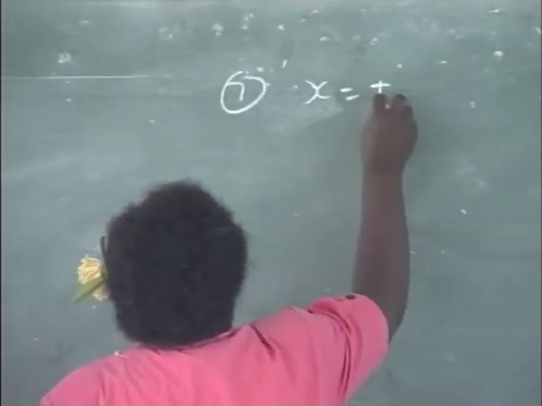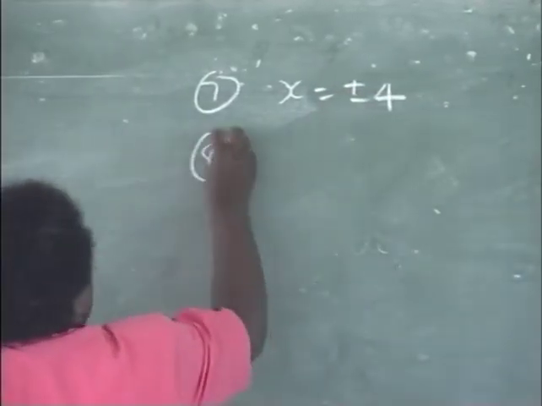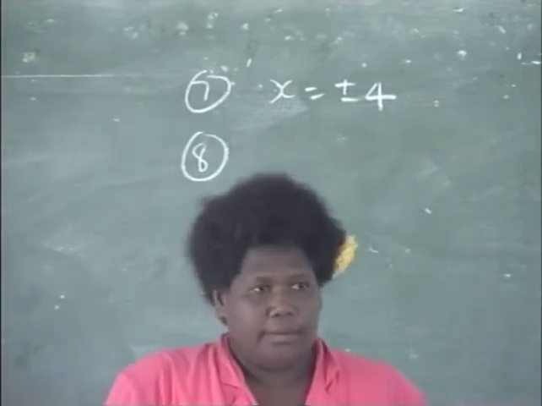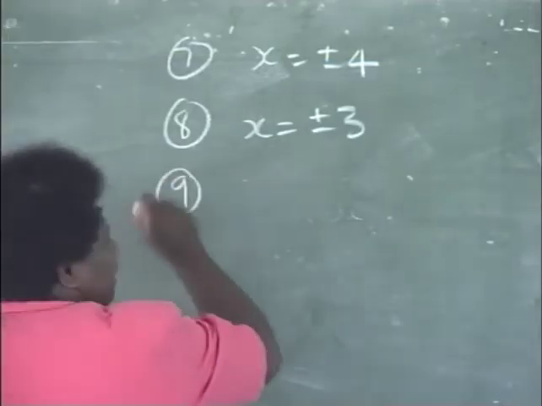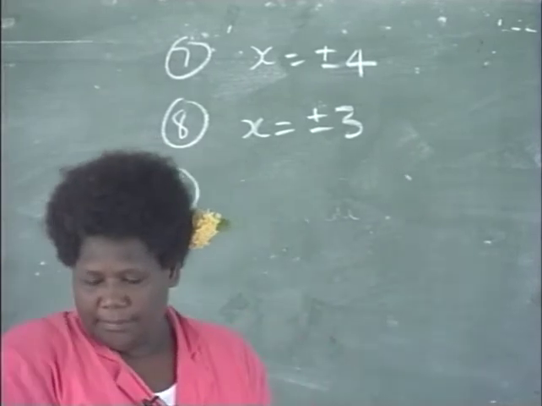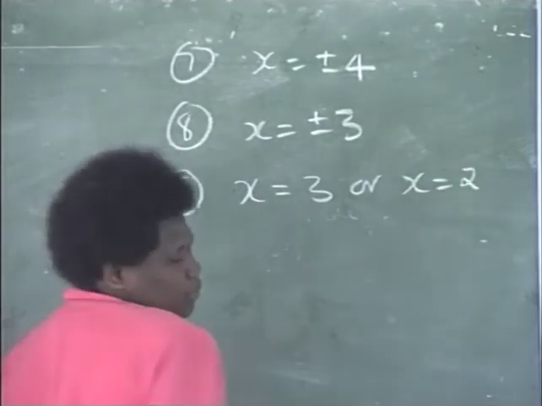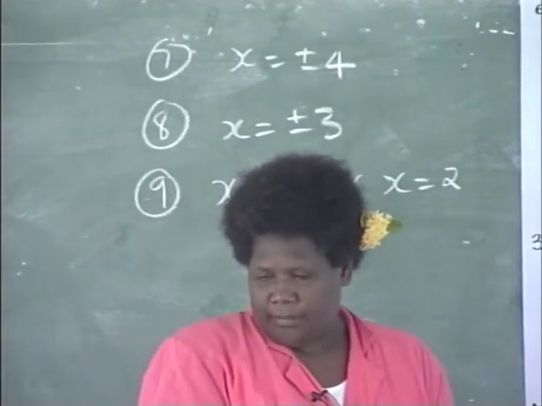X equals -4, X equals 4. All right, number 7, x equals plus or minus 4. Andrew, for question 8. X is equal to -3 or X is equal to 3. Okay. Positive or negative 3 for number 8. Number 9, Peter. X equals -3 or X equals 2. X equals 3 or x equals 2.